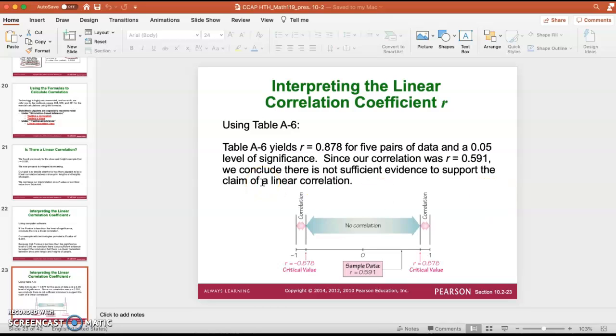This is just a little visual of how you could interpret that, depending on if you have a positive or negative correlation coefficient. Since in this case that critical value is 0.878, that table only gives the positives. So say if you had a negative correlation coefficient, you just have to make sure it's less than negative 0.878, or the magnitude of it is bigger than 0.878, in order to say that there is a linear correlation.